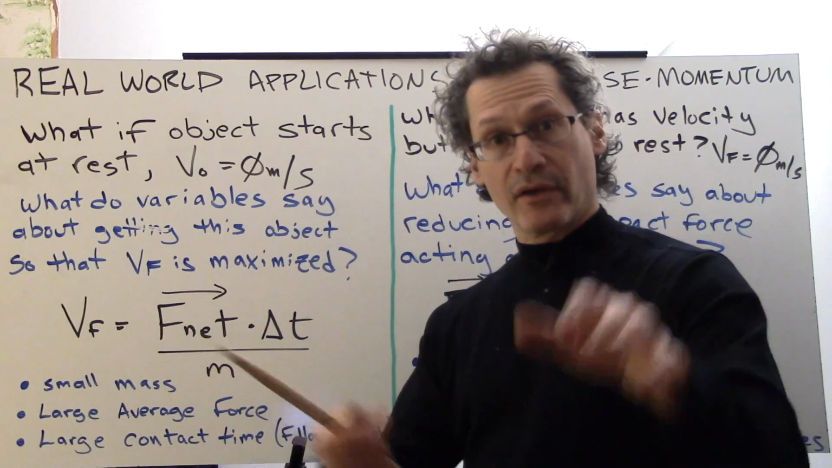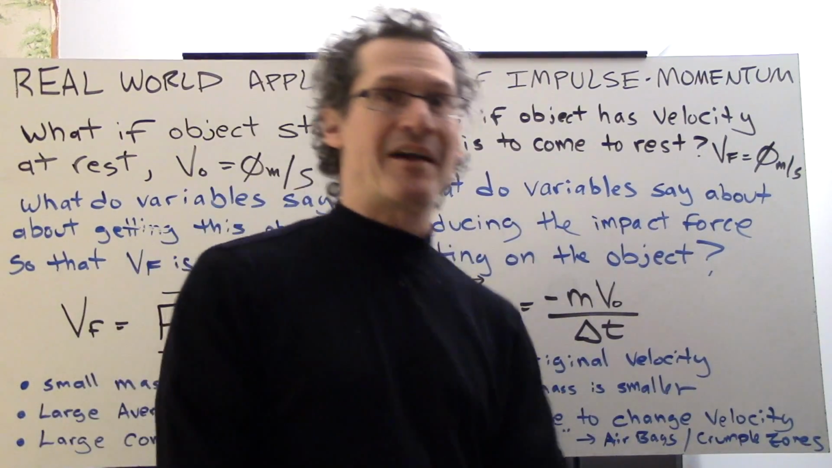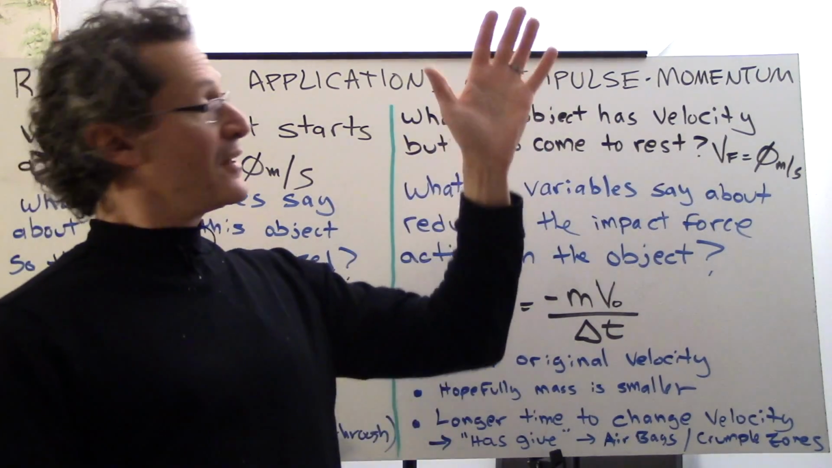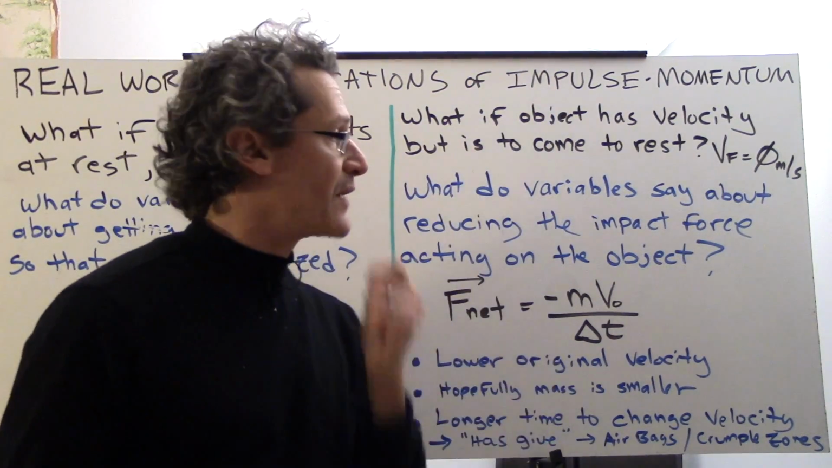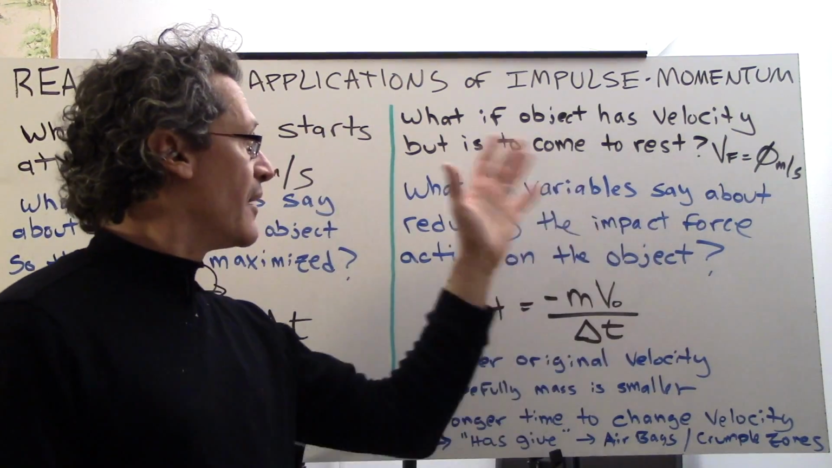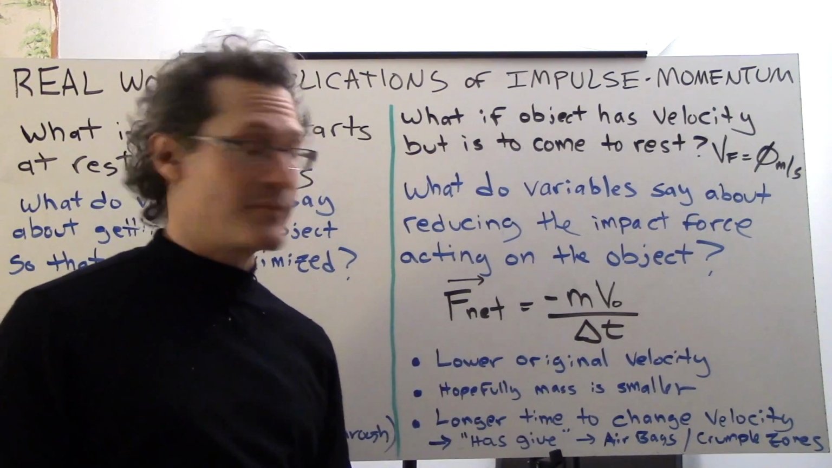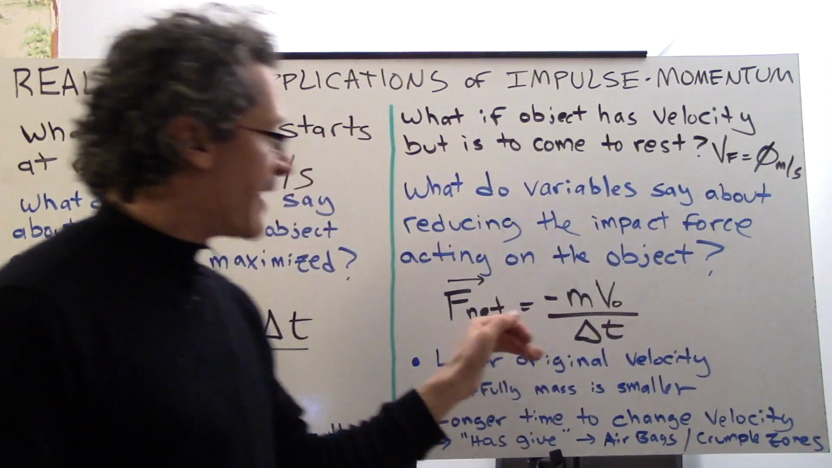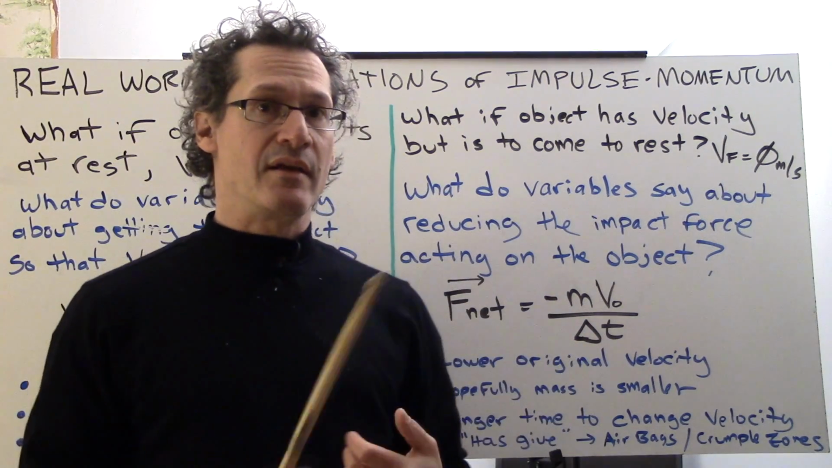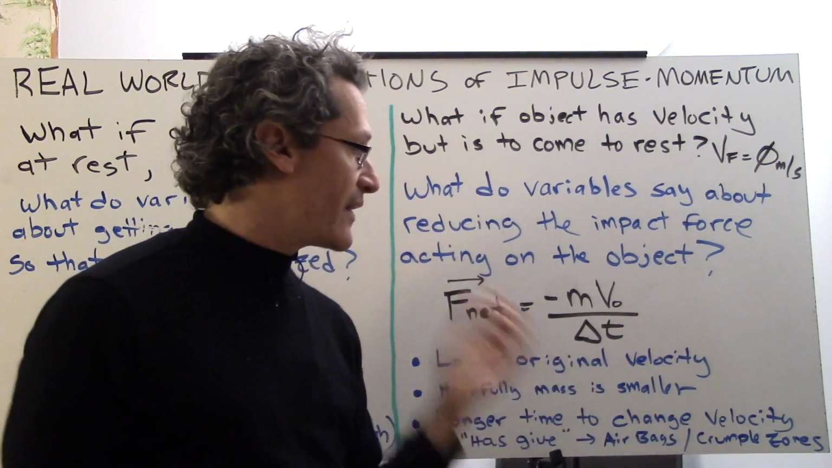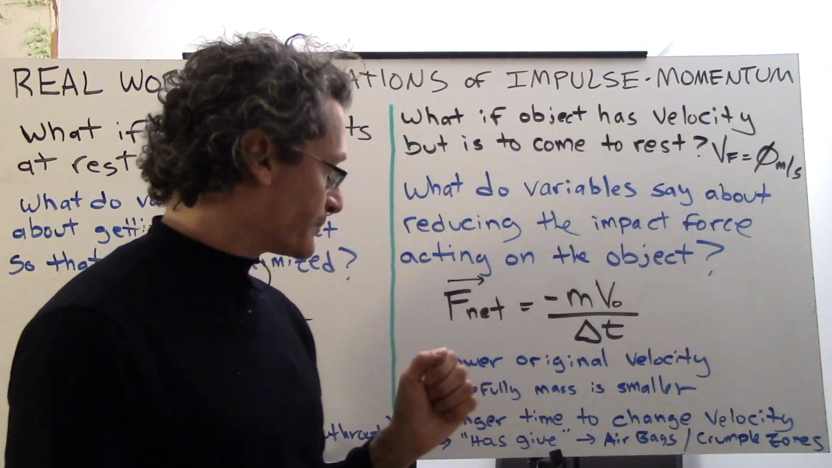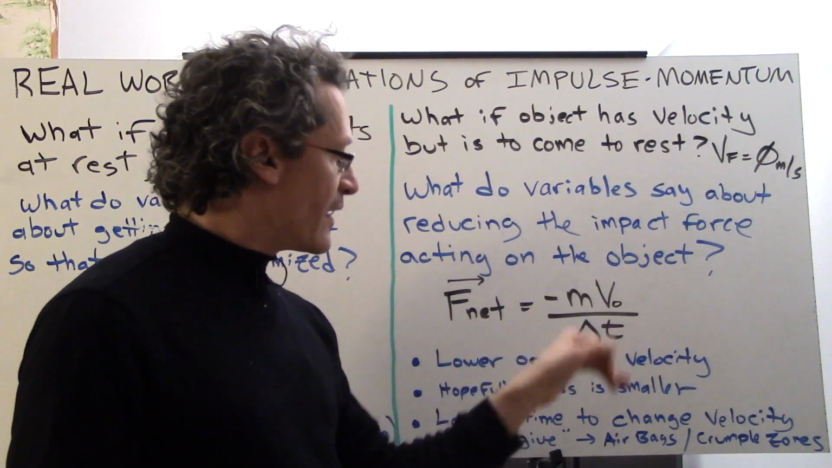Let's take a look at another situation. Scenario: what if the object has velocity, but then has to come to rest? We want it to stop, where Vf is 0 meters per second. Now what do the variables say about reducing the impact force that's acting on the object? Well, we've solved this now for F net, but with v final is 0, so we get a negative force. In other words, the force vector has to be opposite that of motion, opposite that of velocity. That's important. And it equals negative m v naught over delta t.